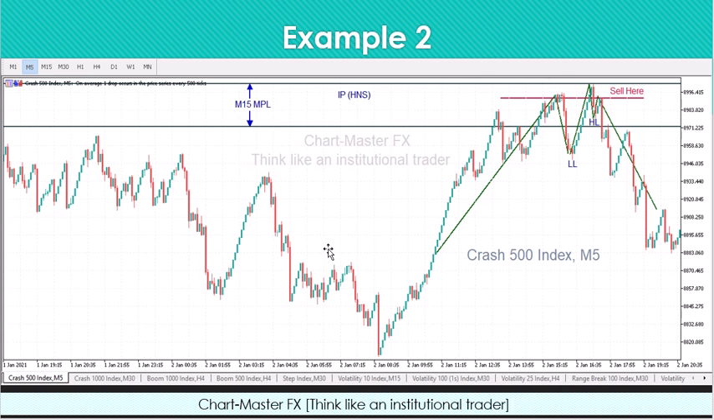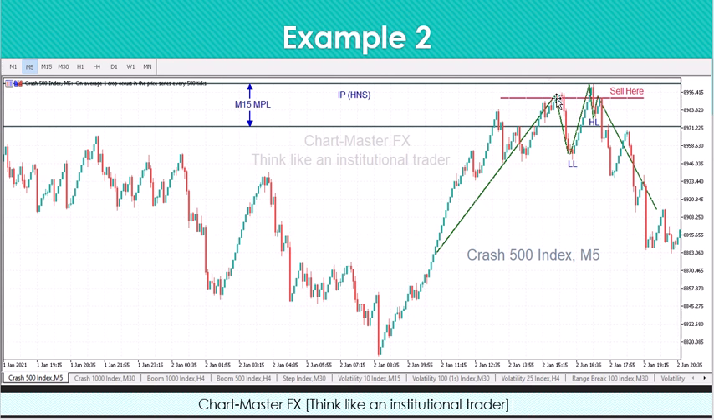On example number 2, guys, we are on Crash 500 index on M5. As you can see, we have our MPL here of M15. Once you identify your MPL in M15, you go to your trading time frame, which is M5, a time frame just below that one. Then you wait for an impactful pattern. In this case, this was a head and shoulder. Head and shoulder that occurred here. You can see, guys, this was a head and shoulder.